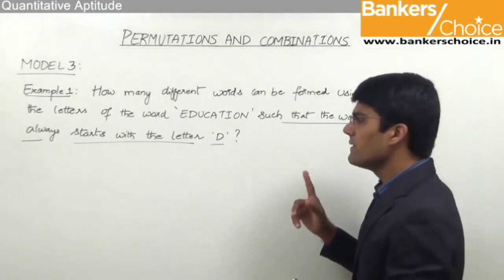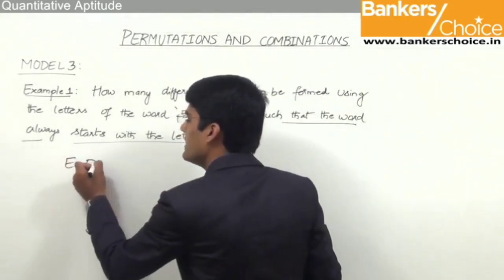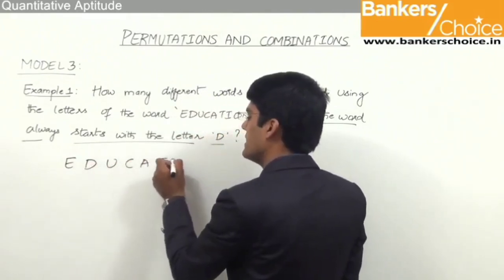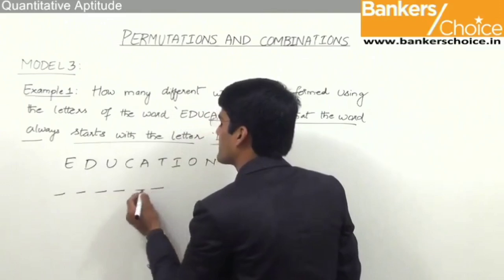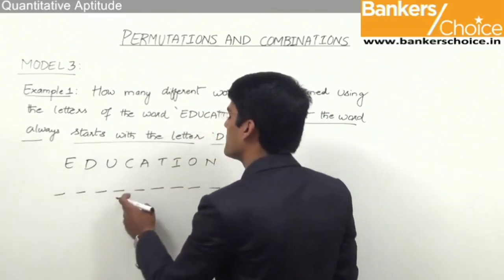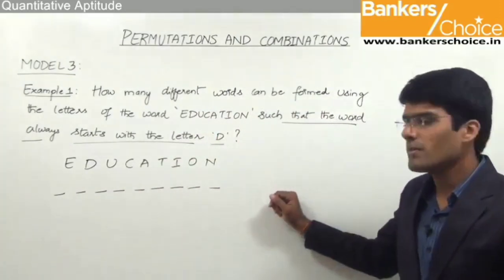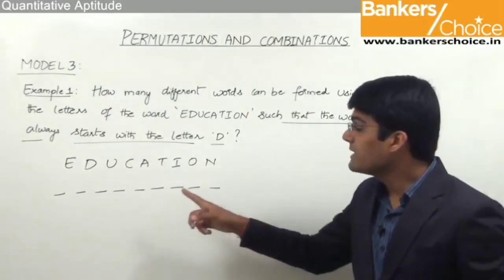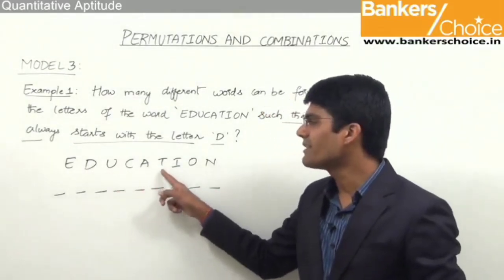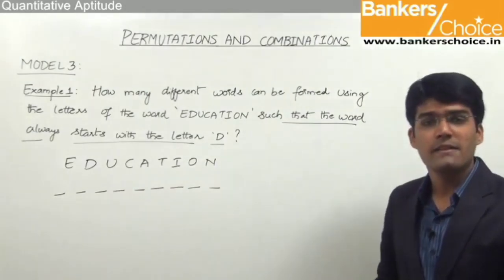Now in general we know that here we have got 9 letters: E, D, U, C, A, T, I, O, N, and we have got 9 positions for these 9 letters. So we can say that without any condition the answer has to be 9 factorial. Why? Because 9 letters can be arranged in 9 positions in 9 factorial ways, and there is no repetition here. Each letter appears only once. So the direct answer is 9 factorial.